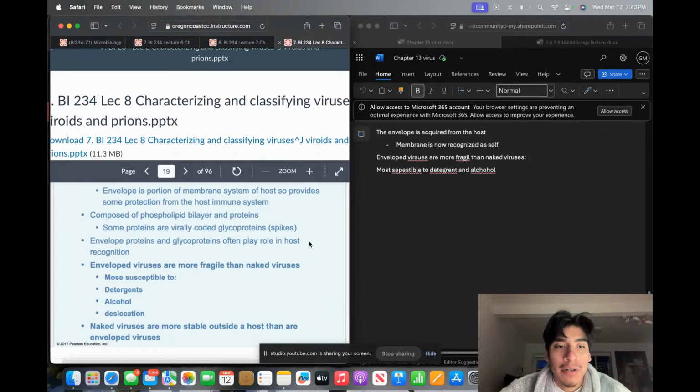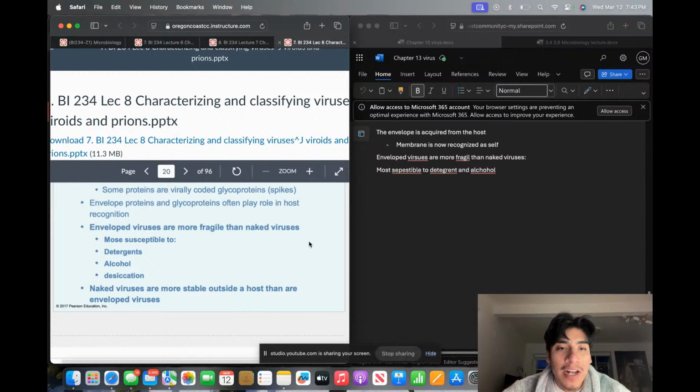Composed of phospholipid bilayer and proteins, because our membrane is made of that. Some proteins are virally coded glycoproteins. Envelope proteins and glycoproteins often play a role in host recognition. Enveloped viruses are more fragile than naked viruses, and that kind of sounds counterintuitive, but the naked viruses, having to compensate for not having an envelope, are just generally stronger. While enveloped viruses, all their nucleic acid is really weak. So once you dissolve their membrane, the nucleic acids are so fragile they just fall apart.